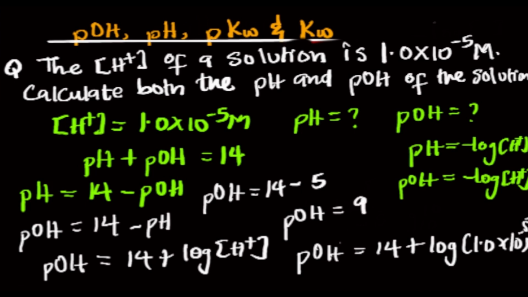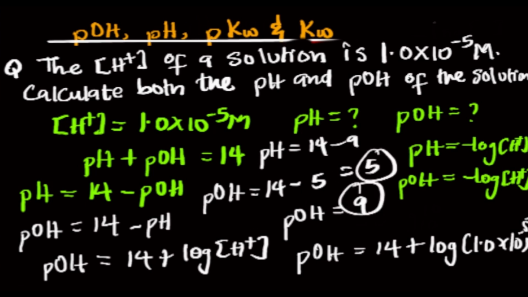That's your pOH. So if pOH is 9, that shows that pH is going to be equal to 14 minus 9, and that is going to be equal to 5. In that scenario, pH is 5, while pOH is 9.